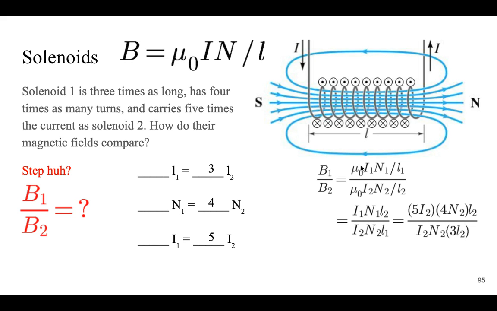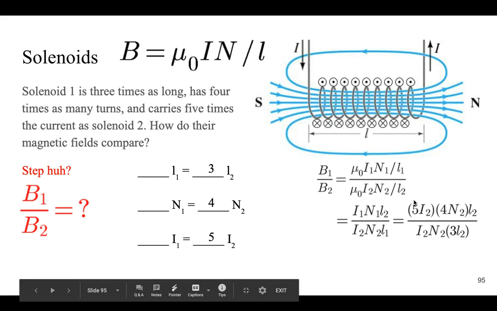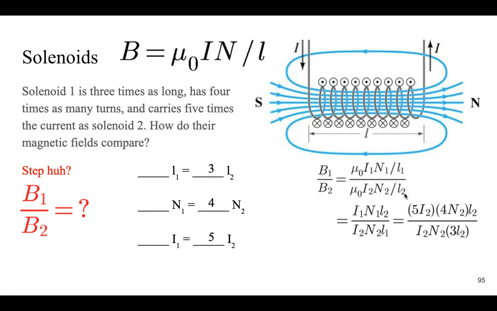So one thing we can do is the mu sub naught and mu sub naught, they just cancel. The i's and the n's stay put. They're where they belong. The l's change places. So L1 on the bottom of the top goes to the top on the bottom, and L2 on the bottom of the bottom goes to the top of the top. So hopefully that makes sense.